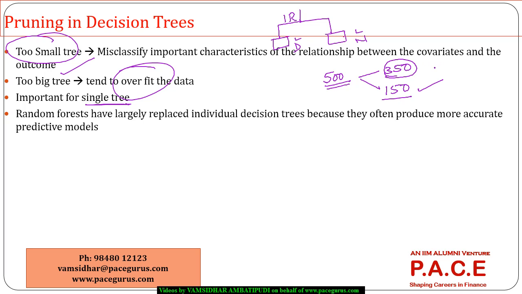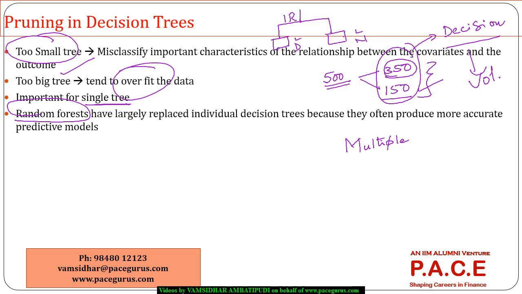But nowadays, pruning is not that much required because we have the concept of random forests, wherein multiple trees are built, not just one single tree of 350, 150. There are multiple trees of 350, 150 that are built. So multiple decisions come out, and the actual decision is taken based on the voting process.